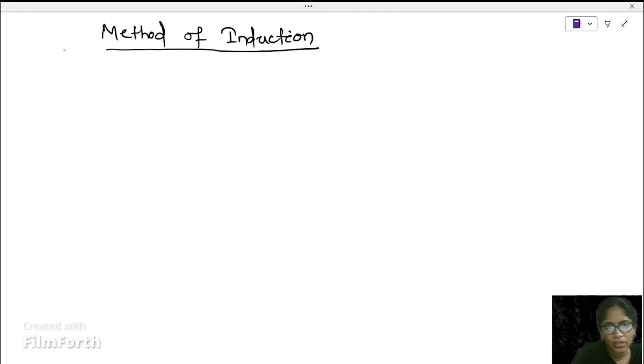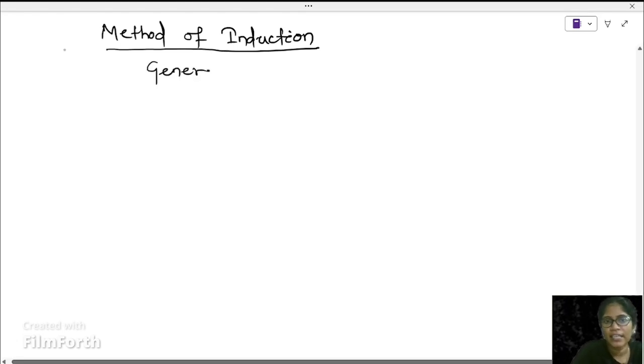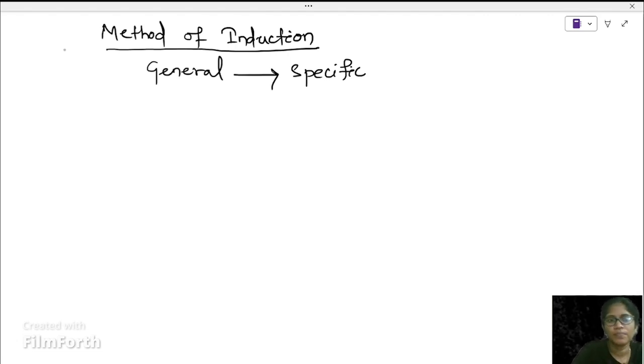Today's topic is method of induction. It is a very important topic of mathematics. Method of induction is a process of reasoning in which general rules are derived from specific observations. And this is a process from general to specific. So what is the procedure?